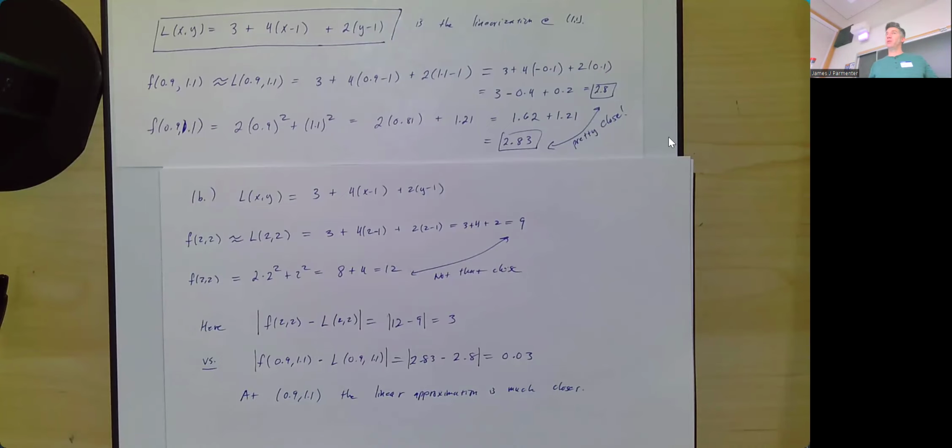Usually that's not something we do with the linearization. Usually we just use the linearization to approximate, and then we use a calculator to compare it to its actual value. That was the next one.